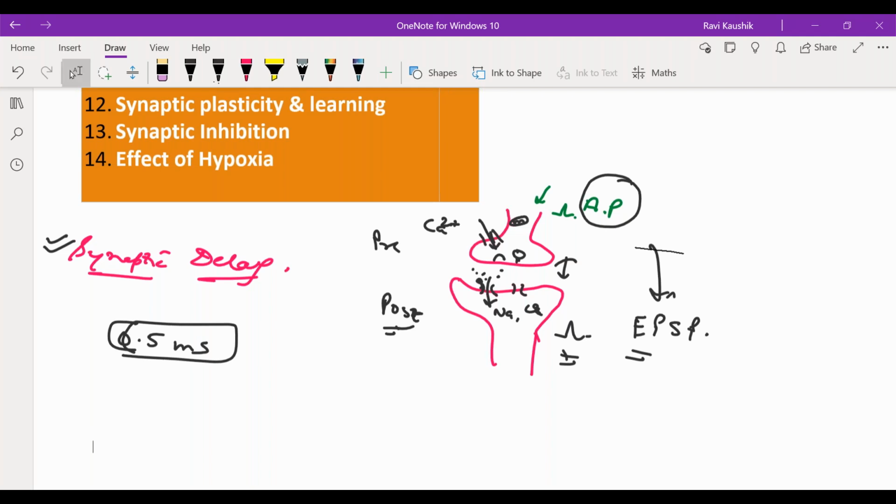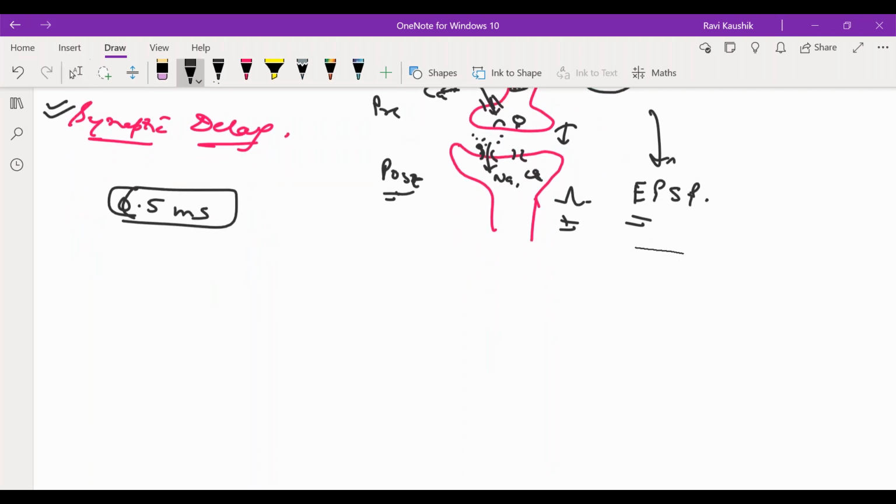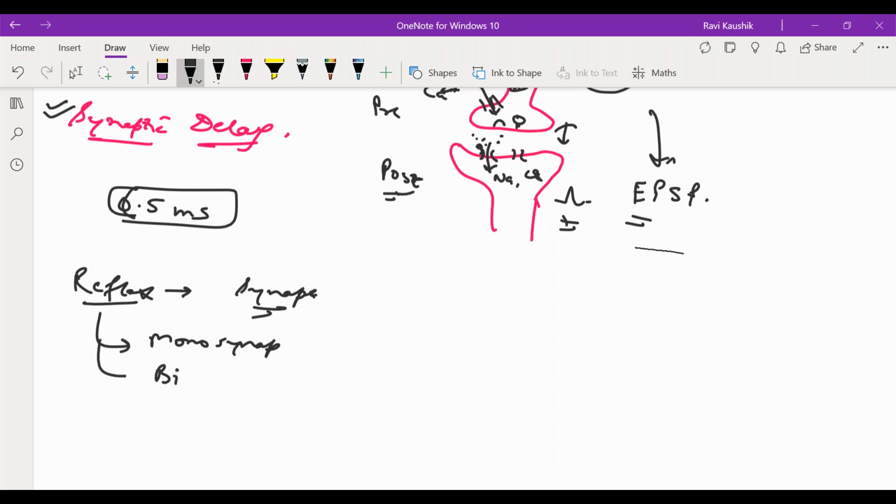See, synapses are majorly found in reflexes, right? Reflexes do have synapses, and reflexes can be categorized on the basis of the number of synapses. For example, reflexes can be monosynaptic, you know this, right? Then bisynaptic or disynaptic, and also polysynaptic. Why I'm telling you here is because the synaptic delay is approximately 0.5 milliseconds.